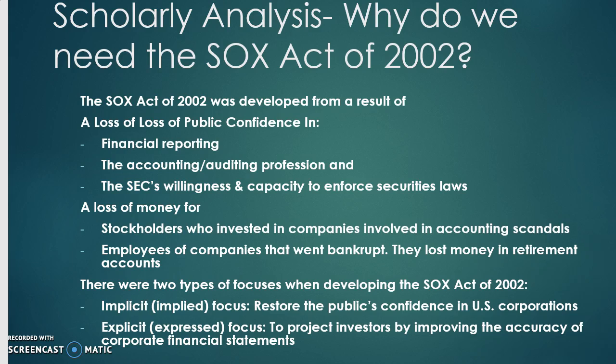The SOX Act was also to prevent a loss of money for stockholders who, in these cases, were affected hugely. They were misled, and it cost them money. Also, accounting scandals cost employees money, because like in the Enron scandal, the company went bankrupt, and their employees not only lost their jobs, but lost a lot of money in future retirement accounts that they had through Enron.